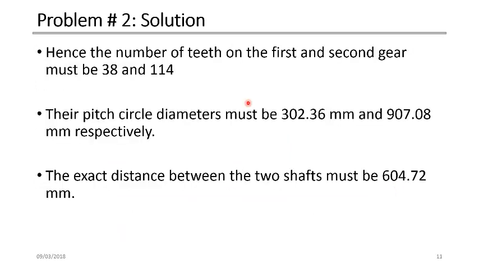So hence the number of teeth of the first and second gear must be 38 and 114. The pitch circle diameters, D1 and D2, must be 302.36 millimeters and 907.08 millimeters respectively. And the exact center distance for this gearbox is 604.72 millimeters.